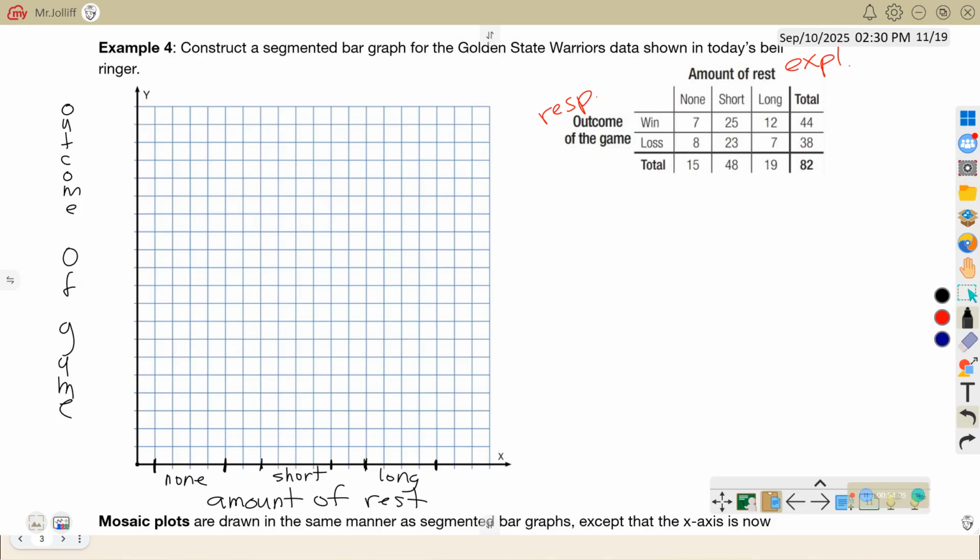What goes on my Y? Relative frequency or percent. Good. I think 2 boxes is 10 is a good rule for this one. So 10, 20, 30, 40, 50, 60, 70, 80, 90, 100.